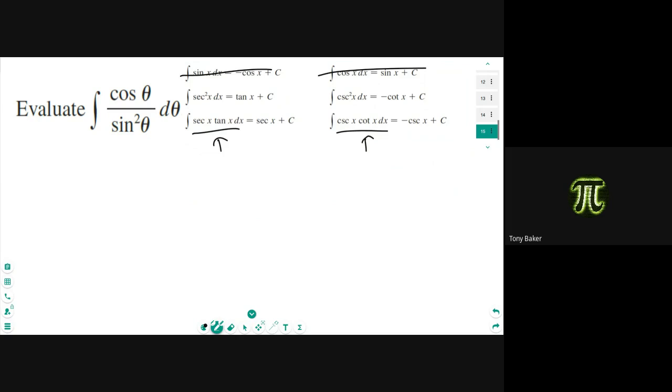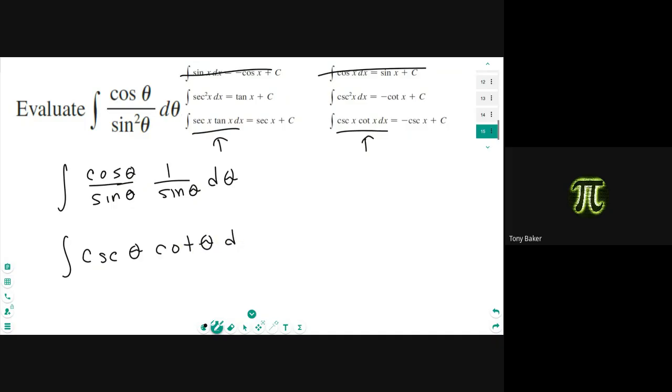Separate the cosine over sine and multiply it by 1 over sine. Multiply them together. And if you rewrite cosine theta over sine theta as cotangent theta, and 1 over sine theta as cosecant theta, I swapped them just to match up with that. So then my answer is negative cosecant theta plus c. Knowing how to manipulate your trig functions is going to serve you very well.